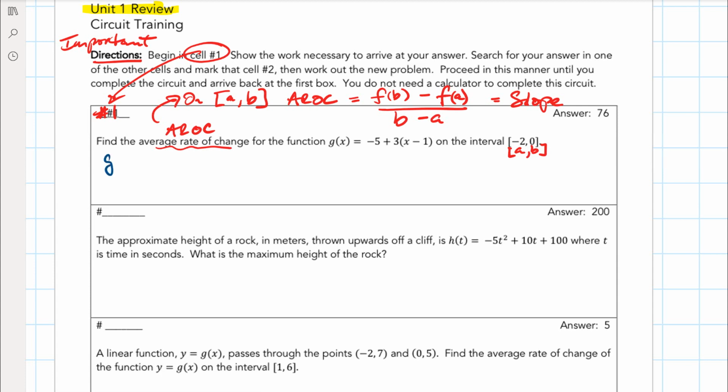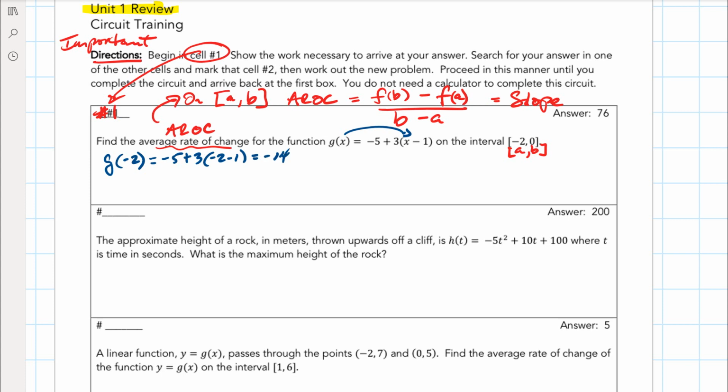So the first thing you need to do is find G of -2, because A is -2. You substitute that in your function: -5 plus 3 times -2 minus 1. You just substitute it in, right? This should be easy for you guys. So -2 minus 1 is -3, times 3 is -9. And then -9 plus -5 is -14. So G of -2 is -14.